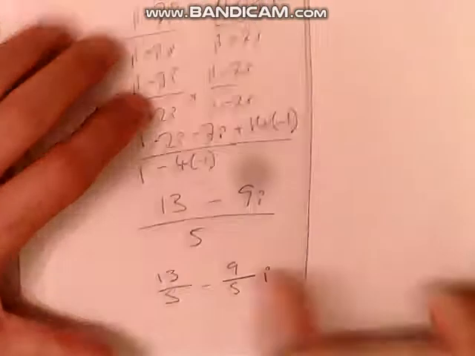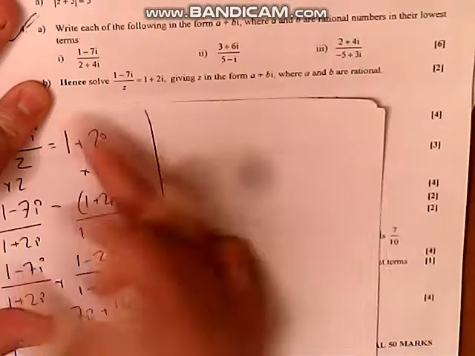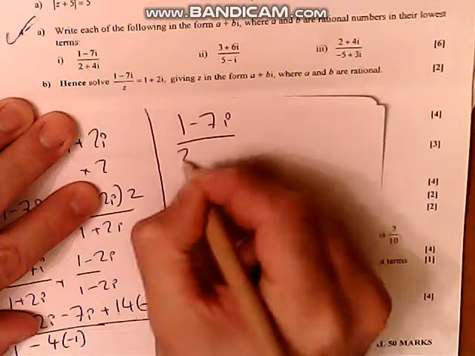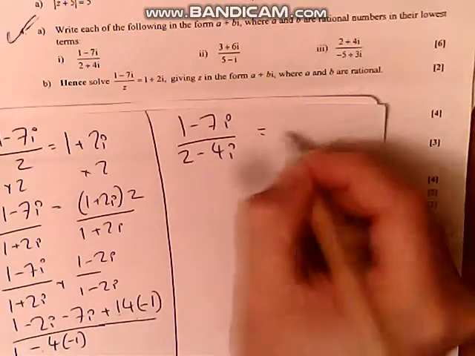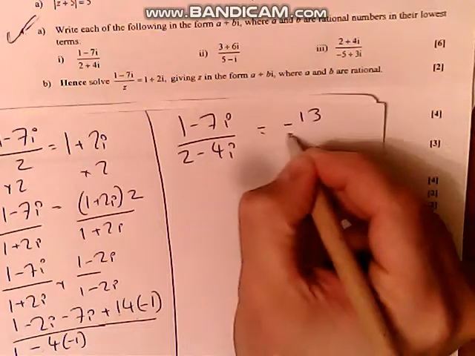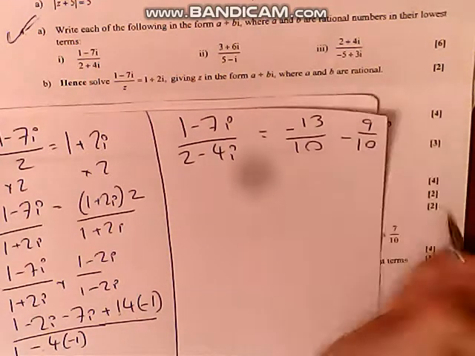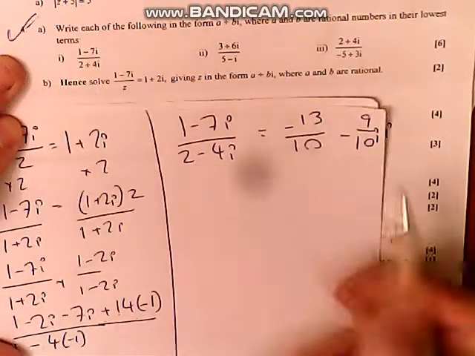However, there is another way to do this. Because it says hence solve, that means we need to use something we did previously. And we did work out previously that 1 minus 7i over 2 minus 4i does end up equalling minus 13 over 10 minus 9 over 10 i. And that's my answer to this one here.